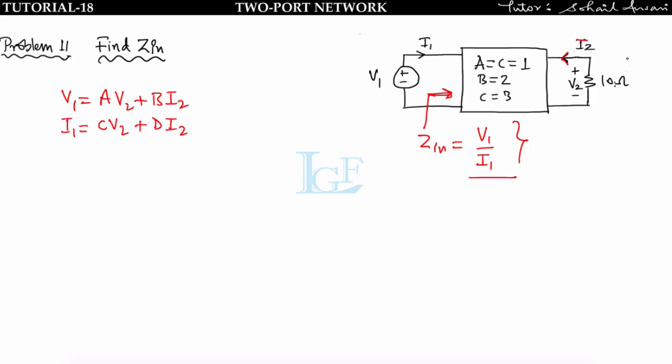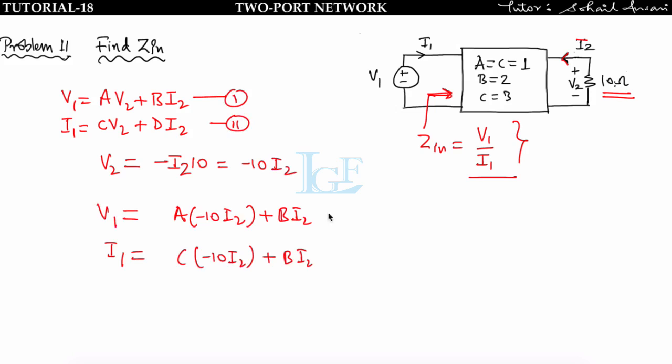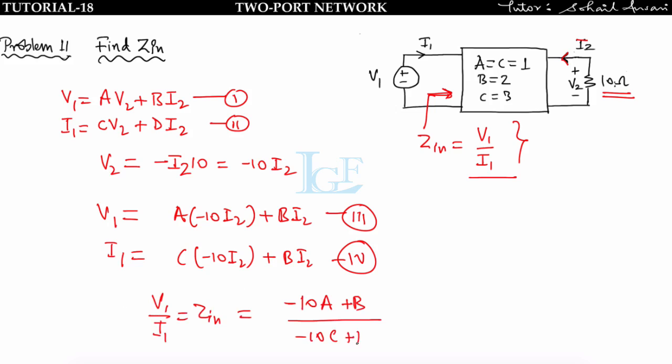Now see, what is V2? We can write V2 in terms of I2 and this resistance. So V2 is equal to minus of I2 into 10, that is equal to minus 10 I2. Replace V2 in equations 1 and 2. Now divide equation 3rd and 4th, I will get. Put the value of A, B, C, D as given in the question.